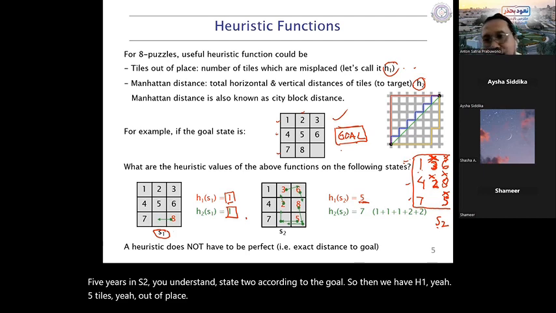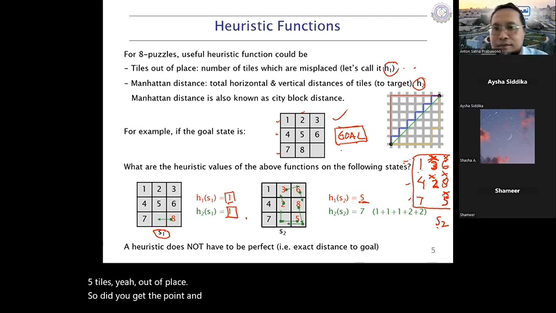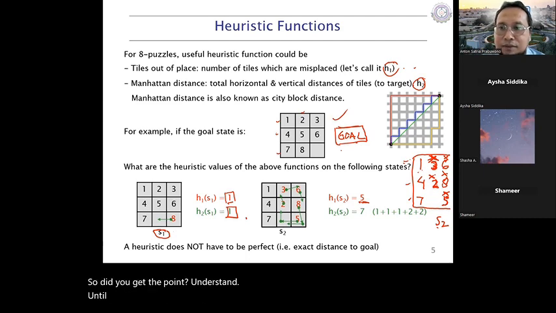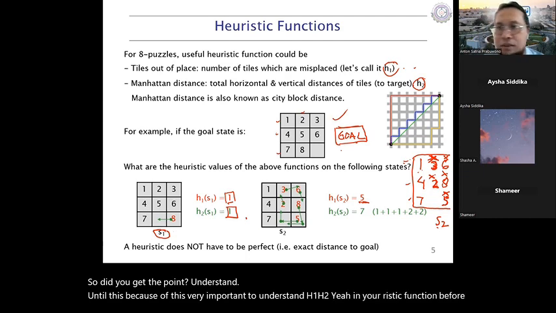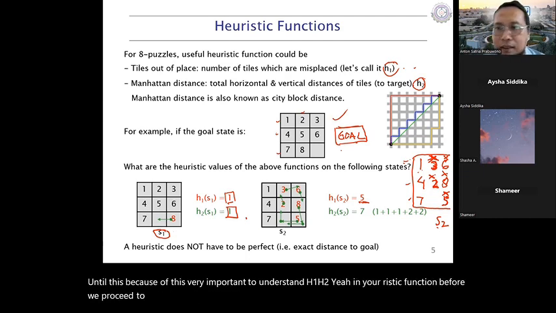So you get the point? Understand? It is very important to understand H1, H2 in the heuristic function before we proceed to the greedy and A star.